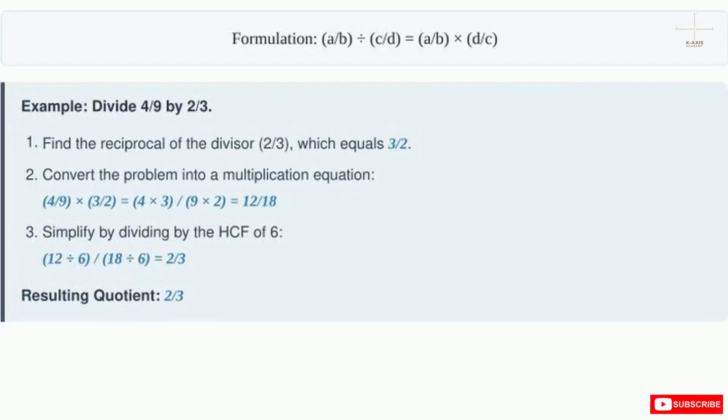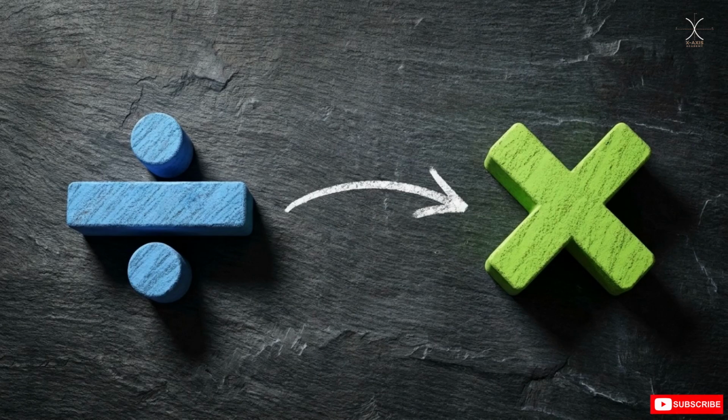Checking our work against the procedural documentation, we can see the formal step-by-step breakdown confirms our resulting quotient is exactly 2/3. Division perfectly converts into a multiplication problem after the divisor is inverted. One structural flip lets you use the multiplication rules we've already covered.